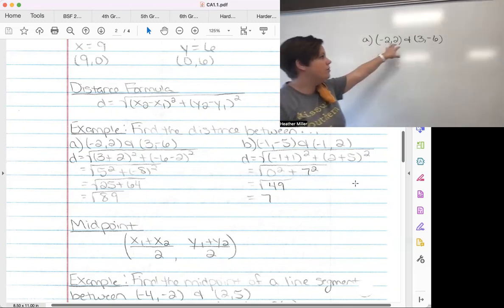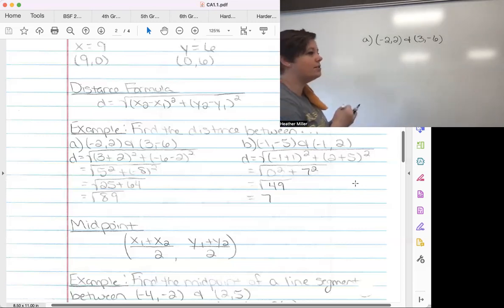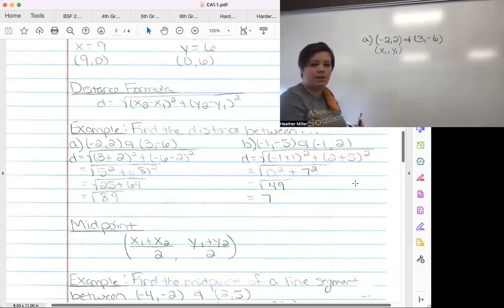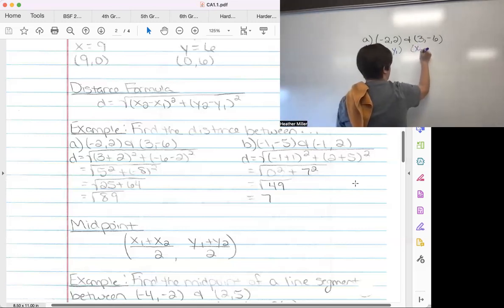So here we're given two different ordered pairs. They ask us to find the distance between those two ordered pairs. So this is where we get those x's and those y's. Because what we have here is our first ordered pair, so I'm going to label it x1, y1. And our second ordered pair, I'm going to label x2, y2.